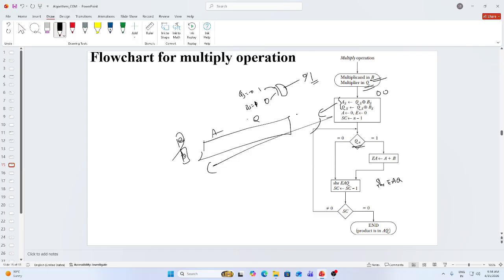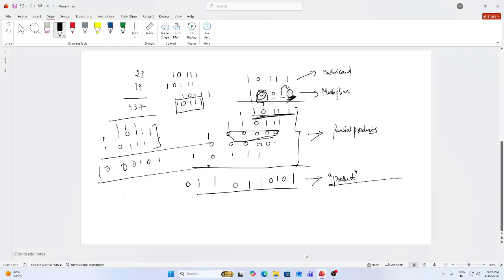If Qn is 1, we need to add and shift. This is the second case. For example, in the first case Qn is 1, so we will add and shift. Since Qn is 0 in the other case, there is no need to perform addition, as I told, it is enough to perform shifting. So it is a simple algorithm.